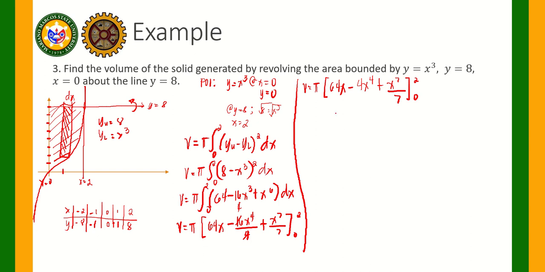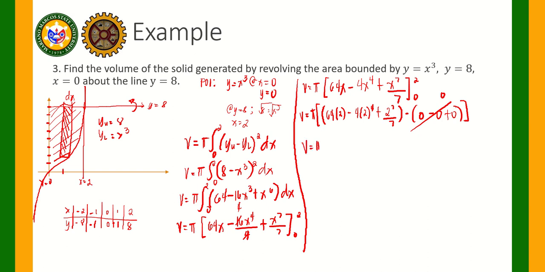So, we plug in the values. So, our V is equal to, yung upper limit natin, 64 times 2 minus 4 times 2 raised to 4 plus 2 raised to 7 over 7 minus 64 times 0, so that is equal to 0. 4 times 0 raised to 4, that is still equal to 0. So, minus 0 tayo. And then, 0 raised to 7 over 7 is equal to 0. So, this is equal to 0. Yung lower limit natin is equal to 0. So, we are only going to compute for the upper limit.